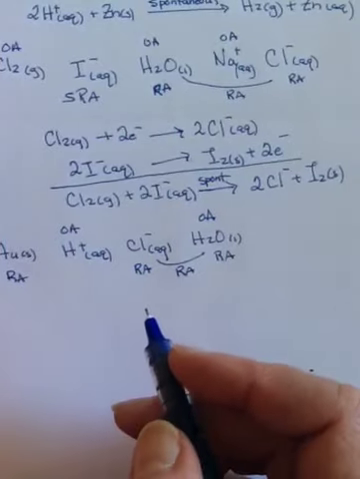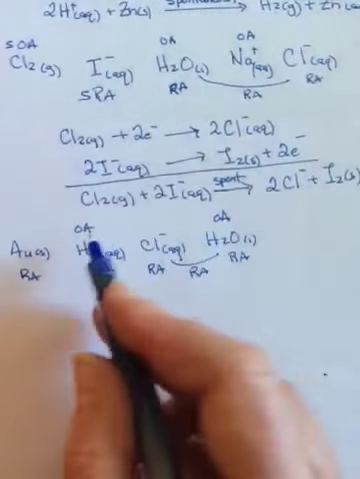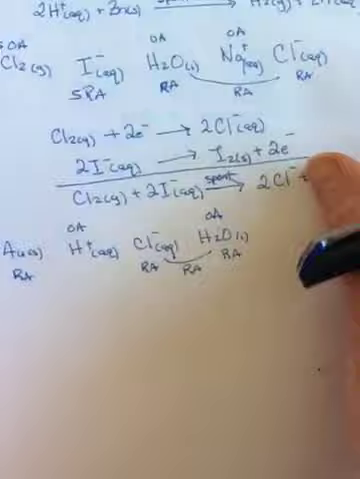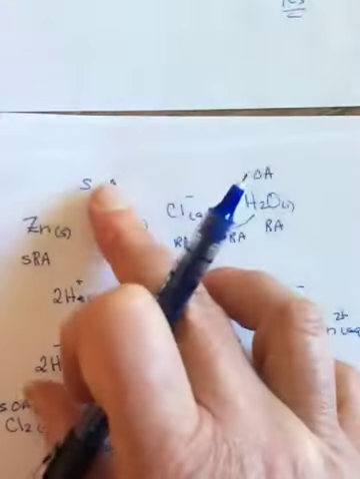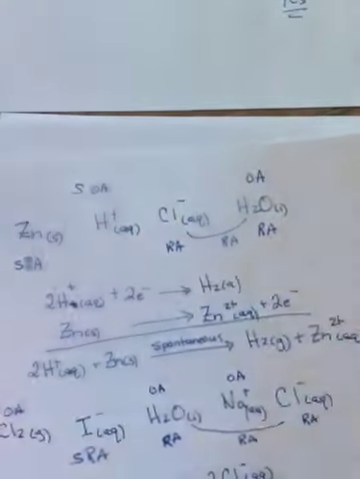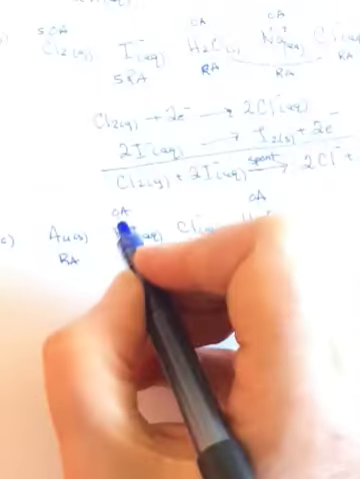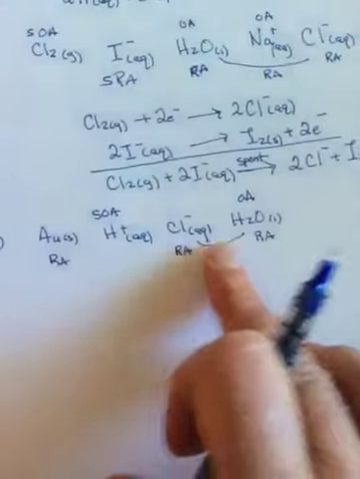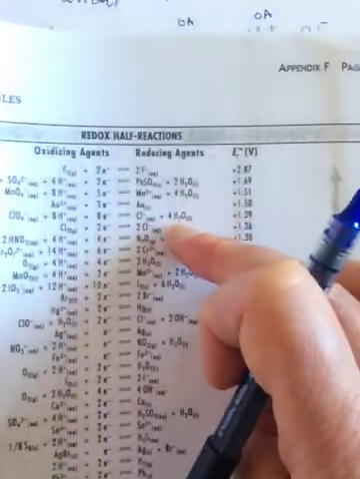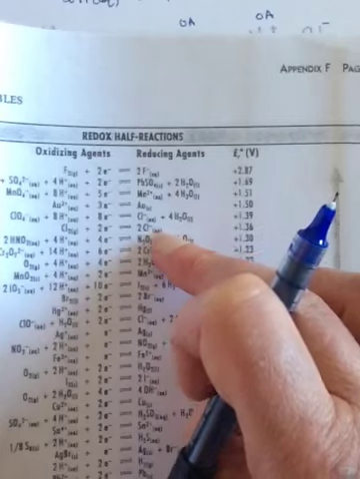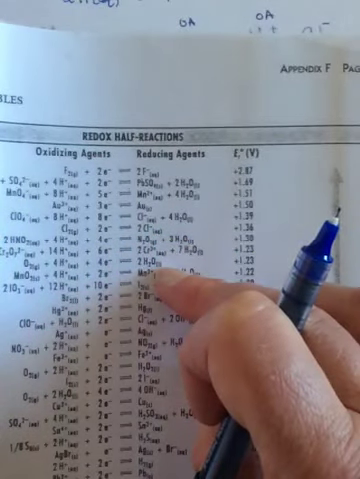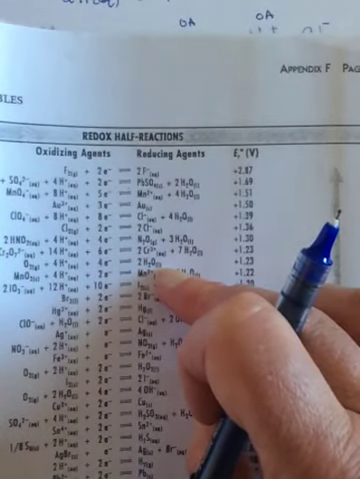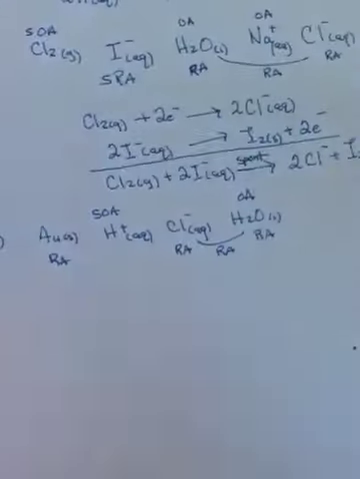Now we need to find which one is the strongest oxidizing agent. It's identical to what we did up here when there were only two, and it was the H+. So this is the SOA. Now we need to find which one is the strongest reducing agent between the Cl- linked with water, the Cl- by itself, and the water by itself. It's the water. That's the strongest reducing agent.